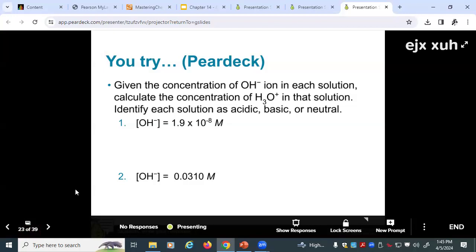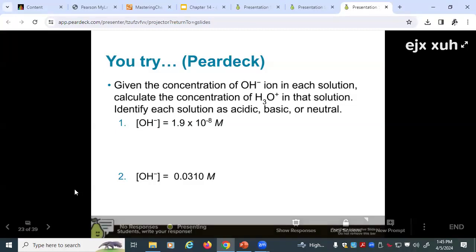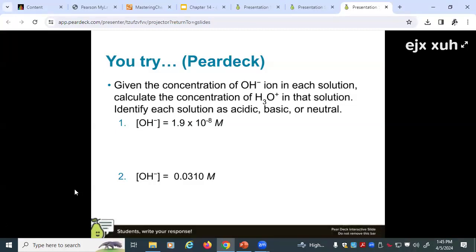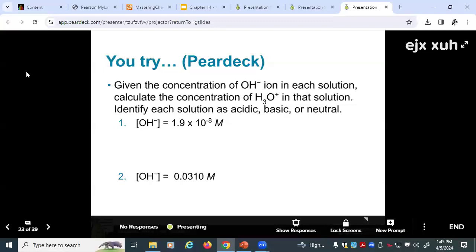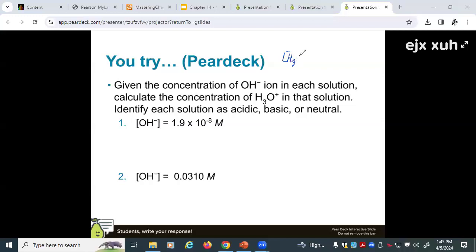All right, to that end, let's go ahead and end up today with this question here. Here I'm giving you the hydroxide concentrations. I want you to turn them into hydronium concentrations. And so just remember, the relationship here is hydronium would be equal to Kw divided by the hydroxide concentration.